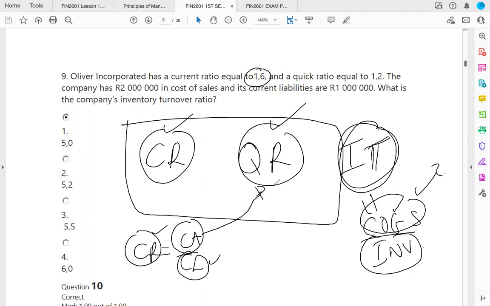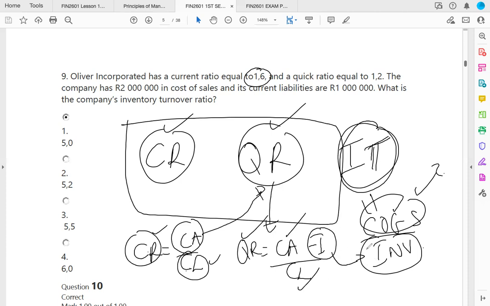Then we can take those current assets to the calculation for the quick ratio. The quick ratio is equal to current assets minus inventory over current liabilities. We now have this, we now have that, we have that, so we can solve for inventory. And then after solving for inventory, we can substitute it here and we can get our inventory turnover.